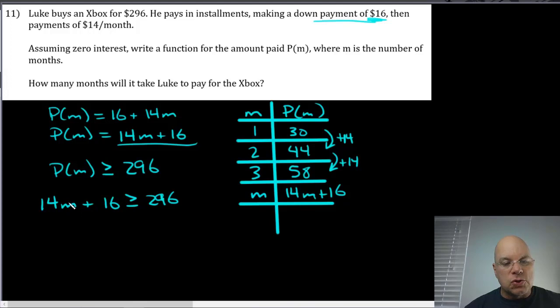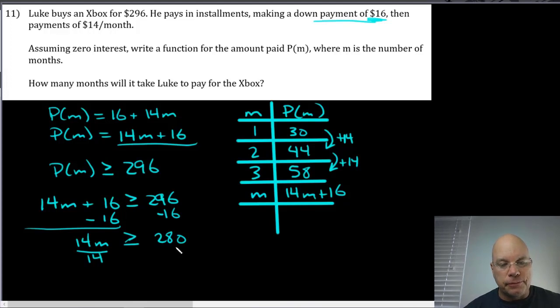So we can solve for the number of months by first subtracting 16 from both sides of this inequality. That leaves me with 0 for my constant term, but I still have this variable term 14m. 296 minus 16 is 280. I haven't multiplied or divided my inequality by a negative, so I don't need to reverse the inequality. And then I can clear this coefficient by dividing both sides by 14. Again, I have not multiplied or divided by a negative, so I don't need to reverse this inequality. 14m divided by 14 is 1m, which is what we want.